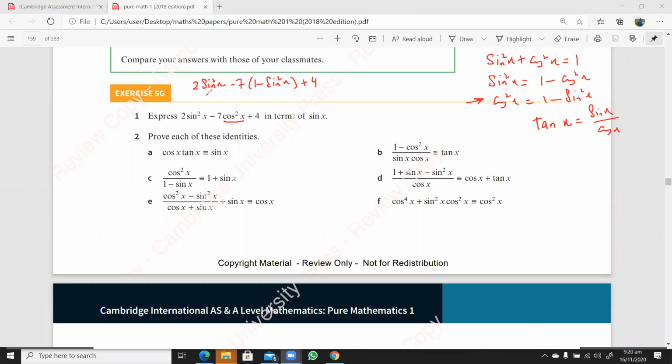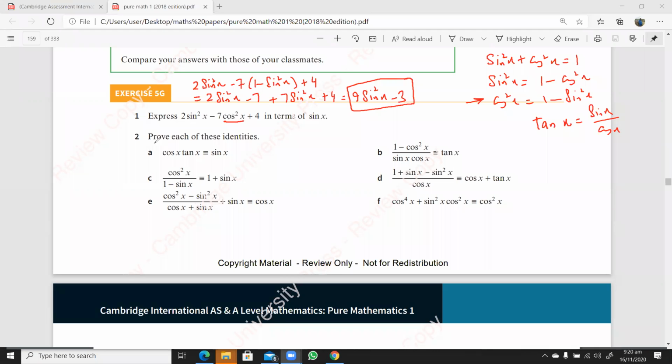And if you have to write this into the simplest form, this is 2 sine square x minus 7 plus 7 sine square x plus 4. So this is finally 9 sine square x minus 3. So this given expression has been written only in terms of sine over here, okay? This initially had both sine and cos in it. Now there is only the sine in this.